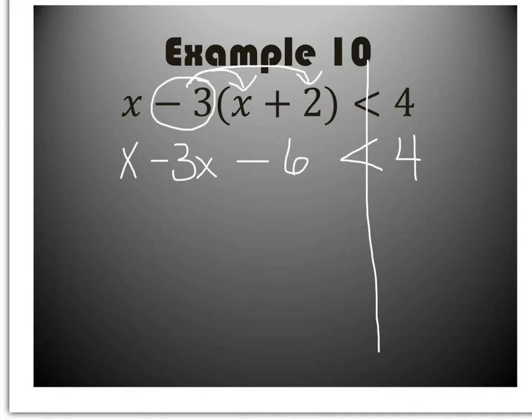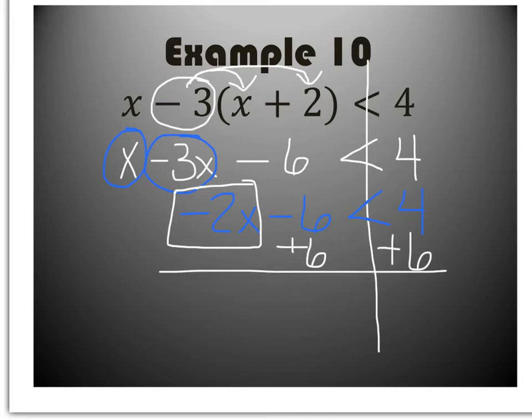Now we ask ourselves, are there any like terms? I see 1x and negative 3x. 1 plus negative 3 would give us a negative 2x. Then we have minus 6 is less than 4. So now we have to get our term with x by itself. So since this is minus 6, we have to add 6 to both sides. Now we have a negative 2x is less than 10.